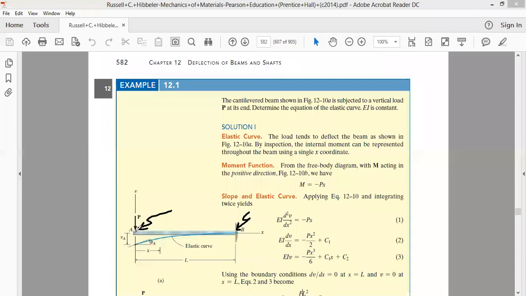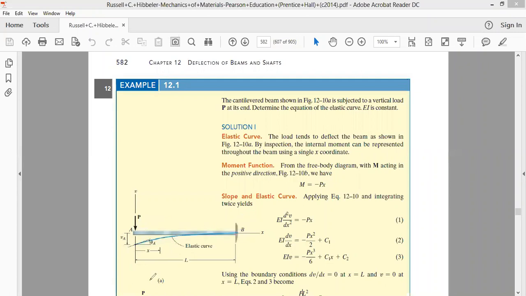Initially the axis of the beam is a straight line. Now after the application of the load, the beam will bend like this. This will be the curve the beam will follow. We have been asked to find the equation of this curve, and we may also be interested in finding the maximum deflection that the beam undergoes, the value of the deflection at the free end. These are very easy questions.